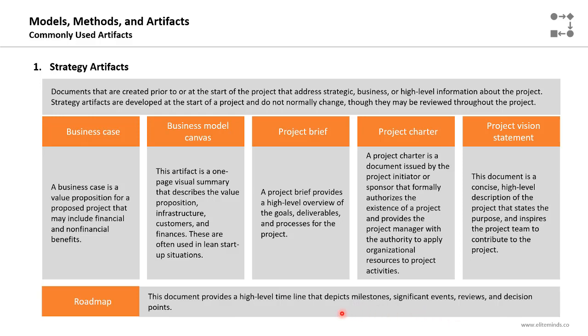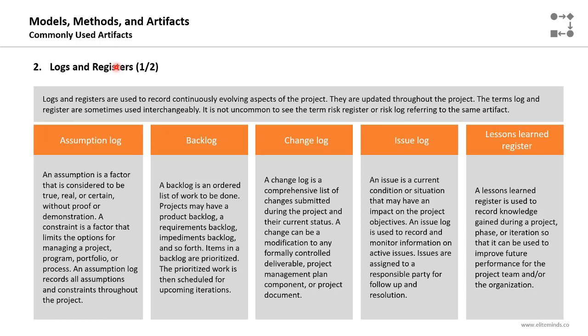The second category is the logs and registers that are used to record on a continuous basis the evolving aspects of the project. They are updated throughout the project. The terms logs and registers are sometimes used interchangeably. It's not uncommon to see the term risk register or risk log referring to the same artifact. So we have a group of registers and logs that are used in the project lifecycle. The term log is similar to the term register.